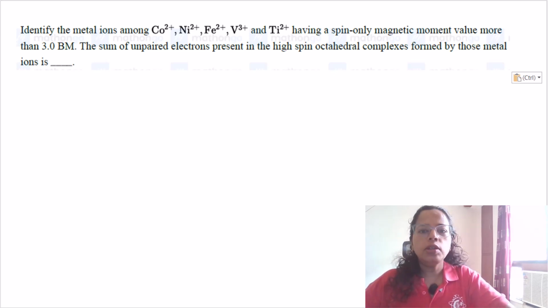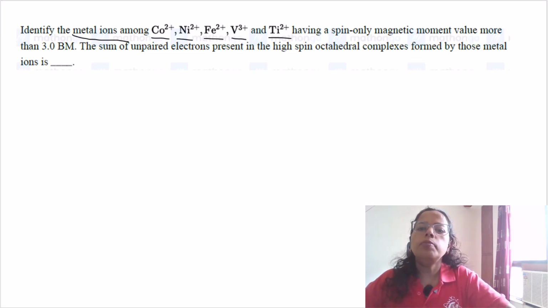So in today's question, we have been given a few metal ions. Okay, you can see here the question. Identify the metal ions among Co2+, Ni2+, Fe2+, V3+ and Ti2+ having spin only magnetic moment value more than 3 Bohr magnetons.